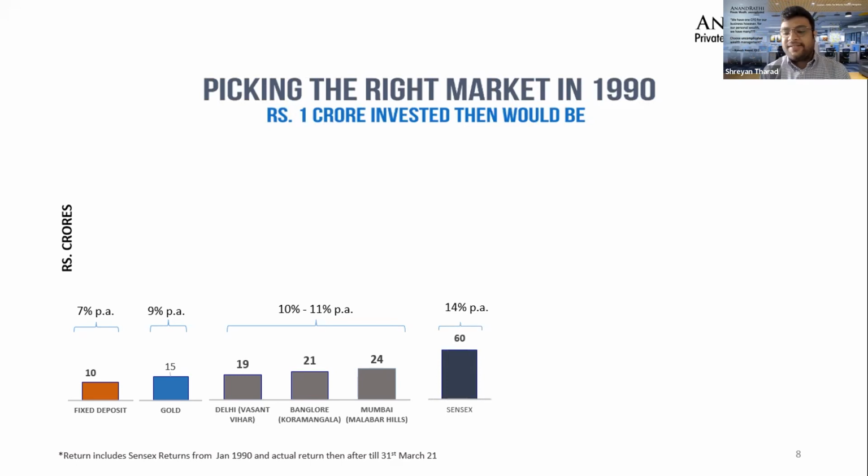This is my largest equity index, Sensex 30, right? This would have grown to 60. One would have become 60 in 30 years. That means 14% per year, right? And which is a massive number.